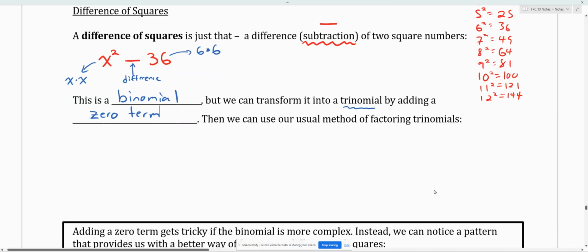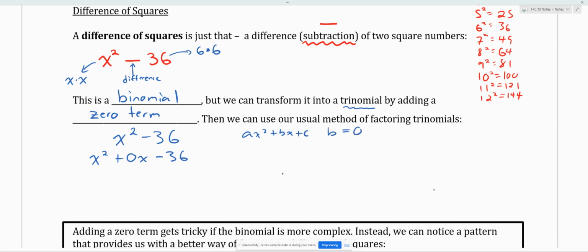Let's start with that same example above. We're going to start with x squared minus 36. This is a difference of squares, and we're going to add the zero term. So that looks like x squared plus 0x. You're wondering, where is the middle term? It's not there. Well, we can write it as a zero term because we always have the form ax squared plus bx plus c. So this is the case where b equals 0.